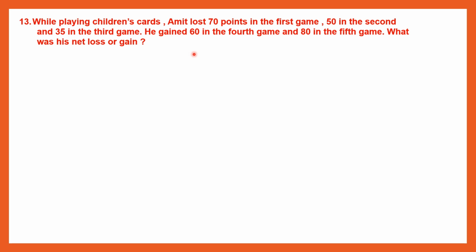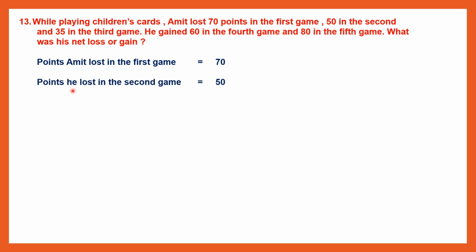So first let's find out the total points that Amit lost. In the first game, the points that he lost is 70. Points he lost in the second game is 50. Points he lost in the third game is 35. So these are the points that he lost. So let's find the total points lost. And how do we do that? By adding this up.